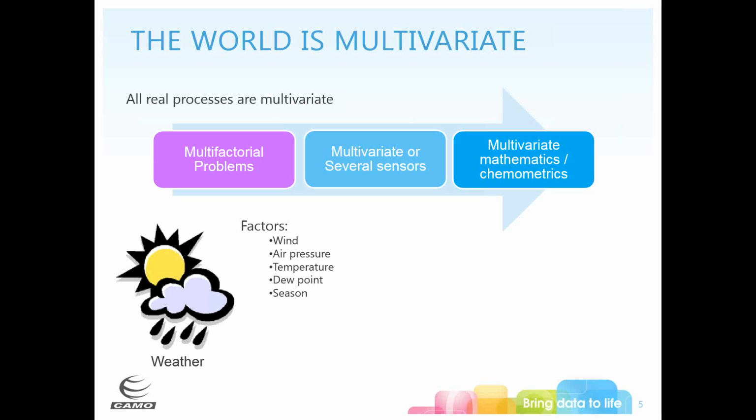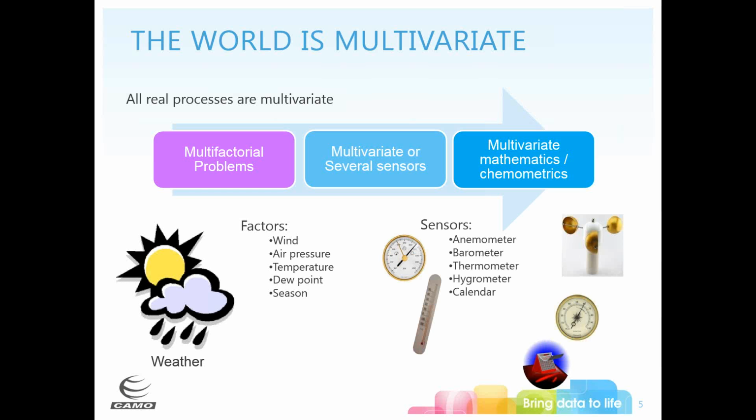So you need to understand all of these major factors all at once to really understand what's going on with the weather. And there's lots of different types of sensors to do that. And they all have different scalings and different ways that they react with each other. And this is where we need our multivariate mathematics and chemometrics to bring all of those differing data together into a picture that we can truly understand.